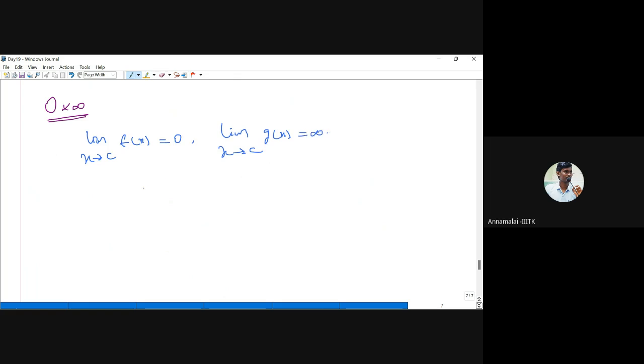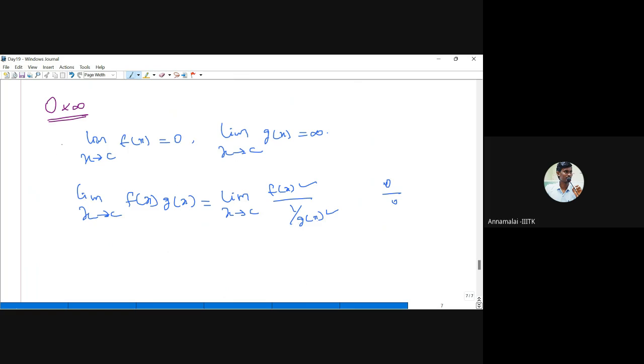Then for f of x into g of x, what is the limit of this product of two functions? You will have 0 into infinity. Then we can rewrite this as limit x goes to c, f of x by 1 by g of x. Now, if you take x equal to c, we get 0 by 0 form, because 1 by infinity is 0. Then again you have to take the derivative of this, and then take x goes to c, and you will get this one.